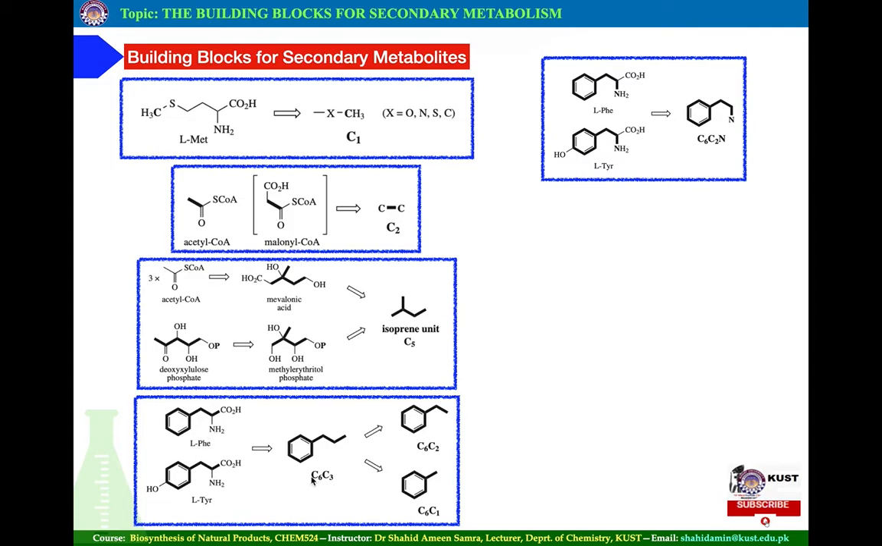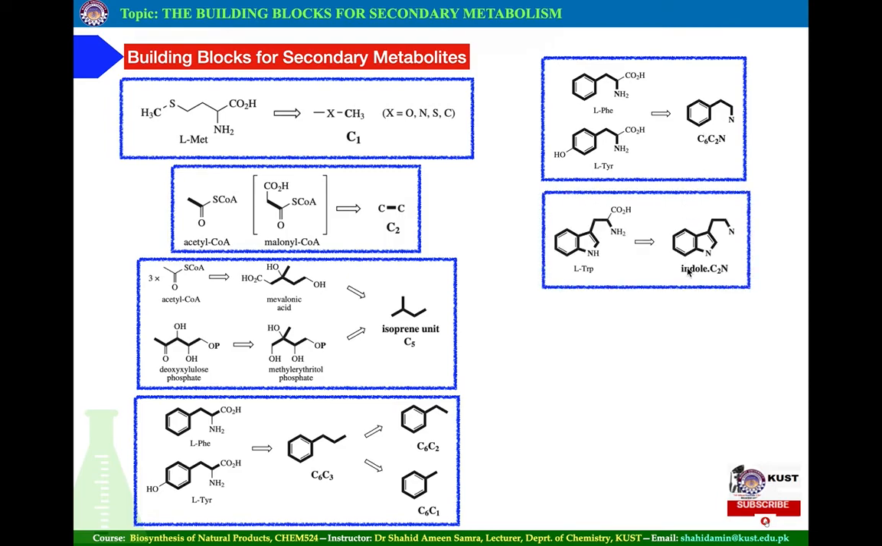Tyrosine here, we see, is producing C6C3. It also produces C6C2N, that is similar to this one, but one carbon is less. And to this unit there is attached one nitrogen atom, so they play a very important role in the biosynthesis of alkaloids. Then indole containing units are produced from the tryptophan amino acid. These units contain 2 more carbons as an aliphatic carbon along with 1 nitrogen. So this building block will be called indole C2N block.